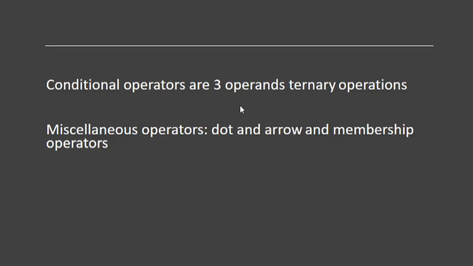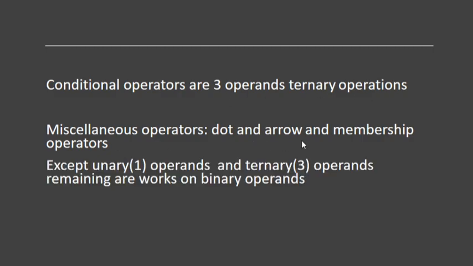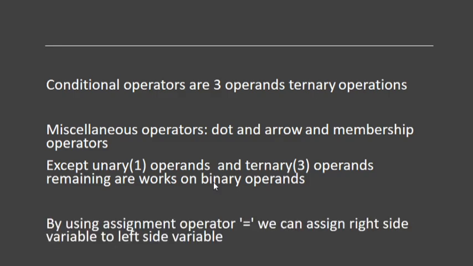Conditional operators take 3 operands, so this is called the ternary operator. Miscellaneous operators are dot, arrow, and membership operators. Except unary and ternary operators, all remaining ones work on binary operands. By using the assignment operator, we can assign the right side value to the left side variable. For example, a equal to 10, b equal to 20. So 10 is assigned to a, and 20 is assigned to b. The value is assigned from right to left.